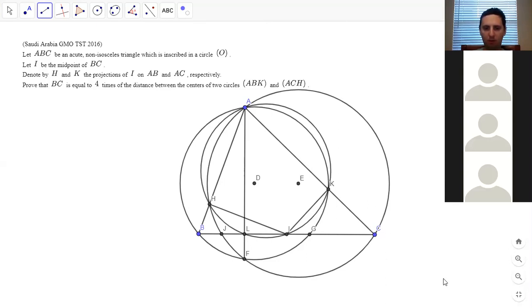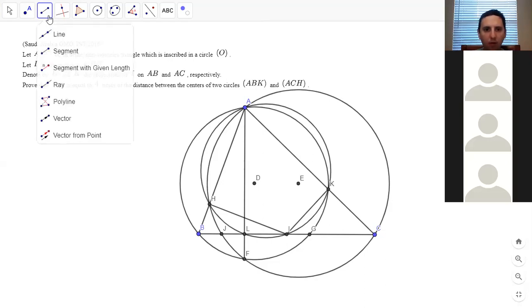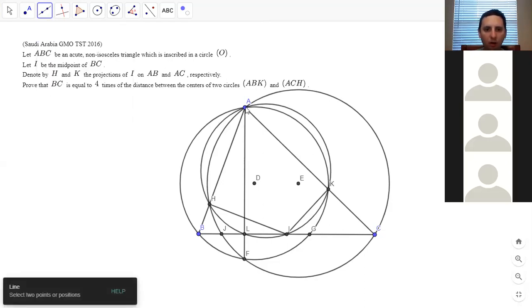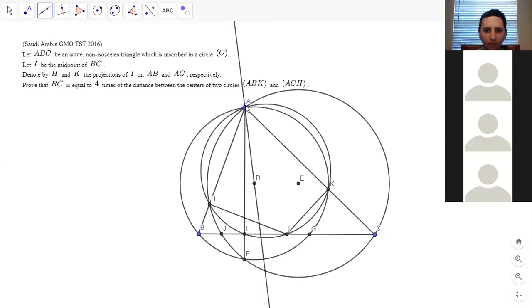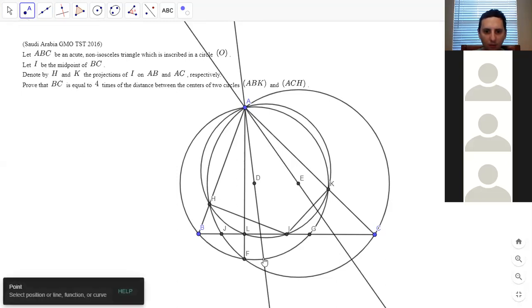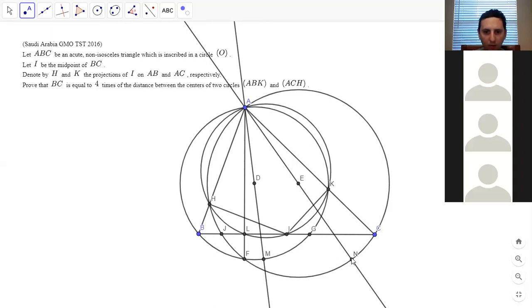B and E are the centers, and AF is the radical axis. So we know DE is parallel to BC because of that reason. And then how do we show BC is 4 times it? Could you draw the diameter of the two circles, that AD and AE cut? Yes. Yeah, and both of them should be collinear with F. FM and N. Yeah.